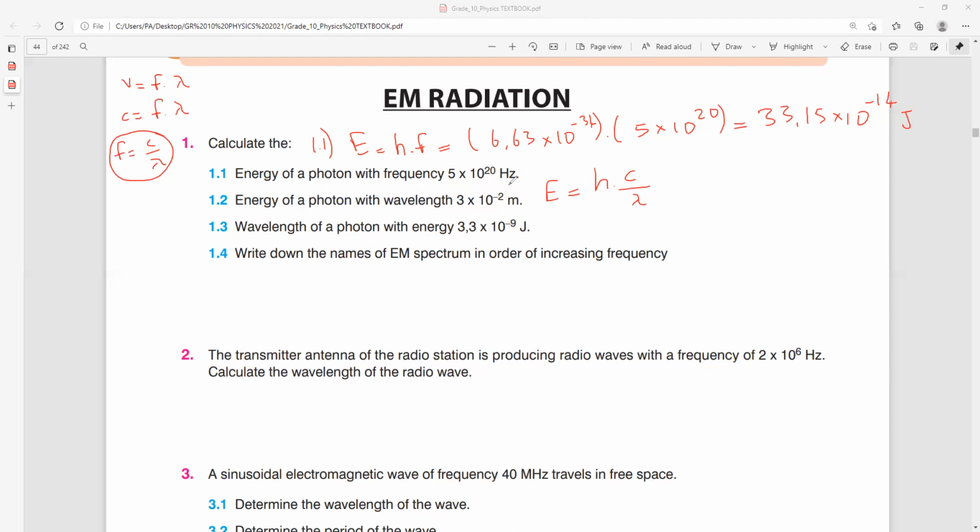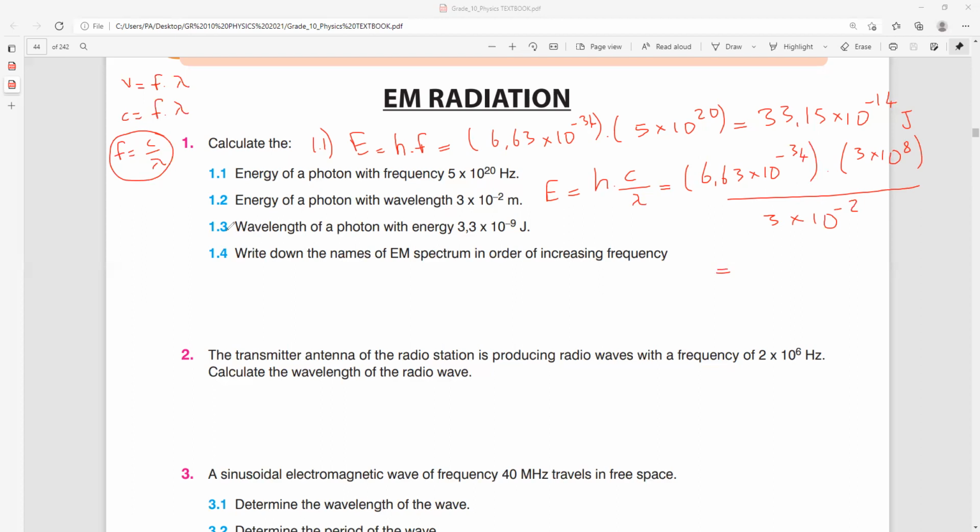During the test you are having both of them. Both formulas you are having. If frequency is given like this, you are calculating it. If wavelength is given, people, you are using this formula. How are we going to carry on? Let's write h equals 6,63 times 10 to the power of negative 34, times speed 3 times 10 to the power of 8. It is the speed of light. It is a constant number. Both of them you are having during the test, people. And over wavelength equals 3 times 10 to the power of negative 2. Can you please calculate it for me? And then I'm going to write the answer.